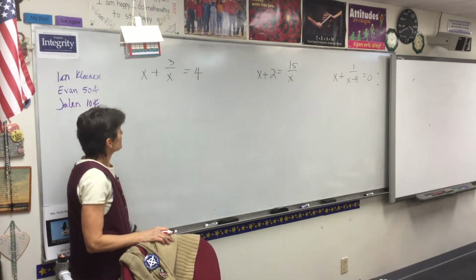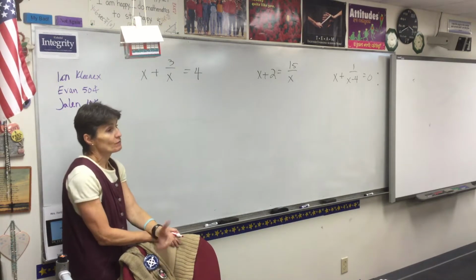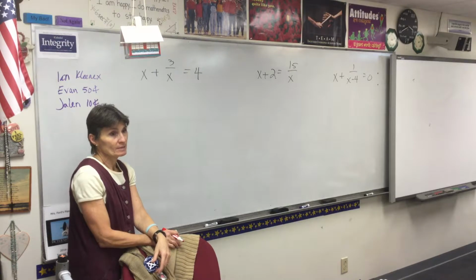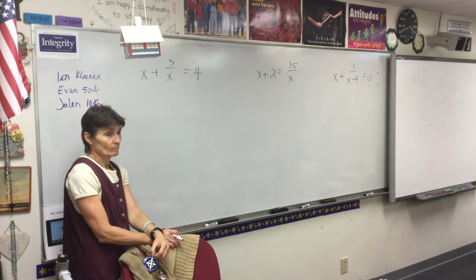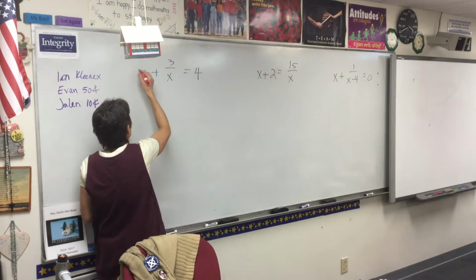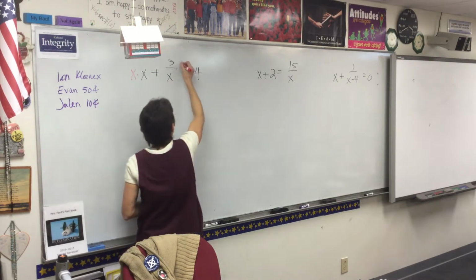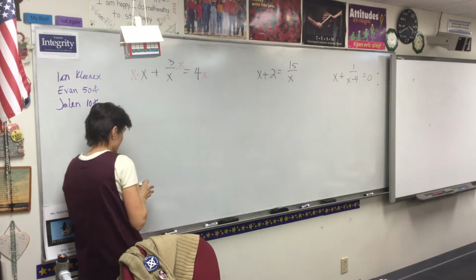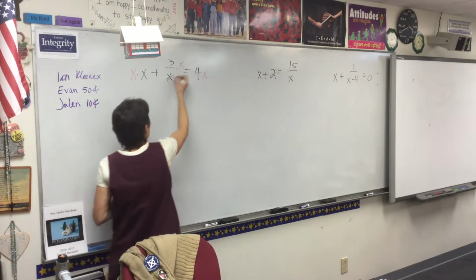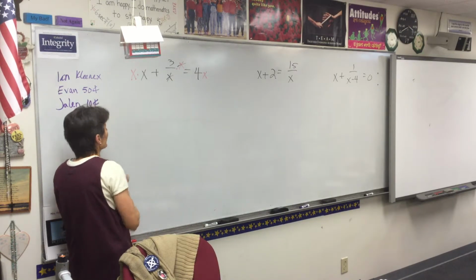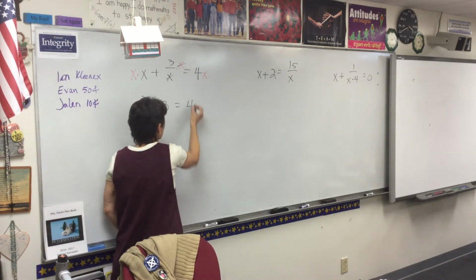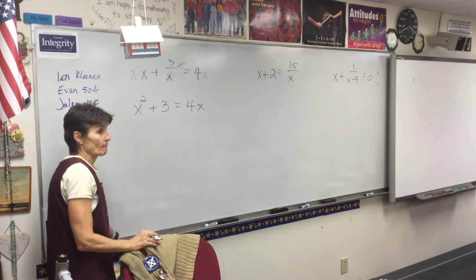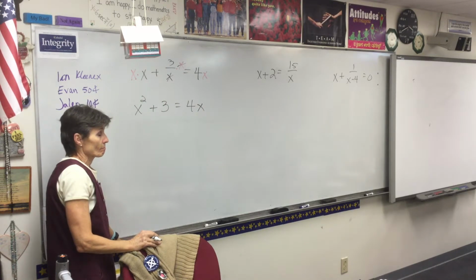So you look at that equation, I bet you already have a thought because you've done these before. What do you think about this? How would you go about solving this? Multiply everything by x. Because that doesn't write very well. If you multiply everything by x, won't these cancel? And now you have x squared plus 3 equals 4x. Now what do you do with that?